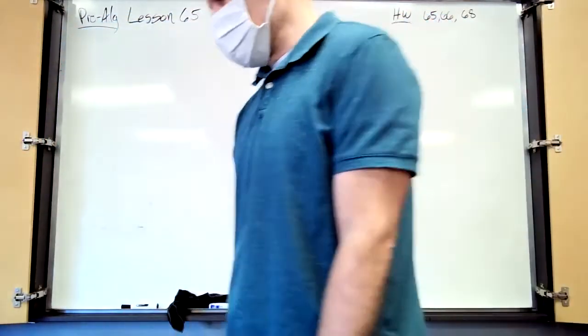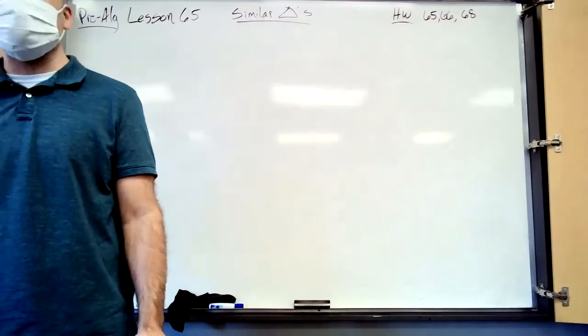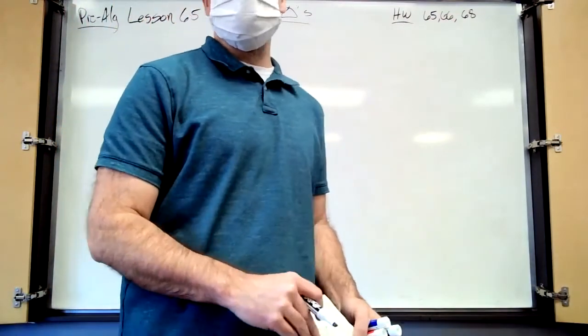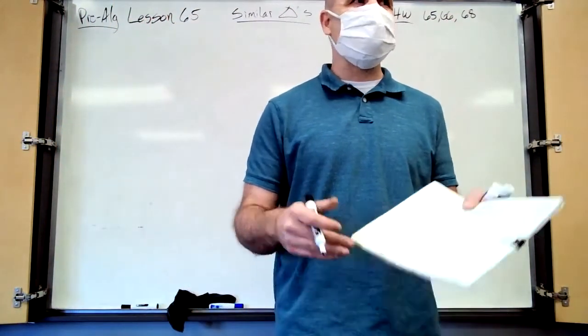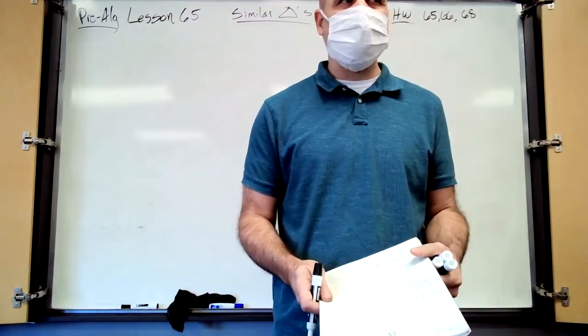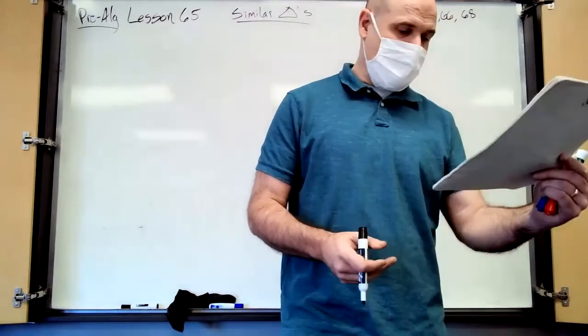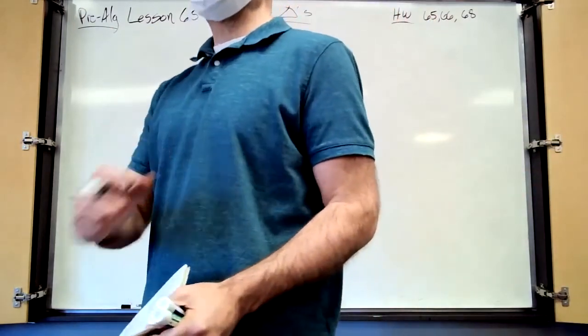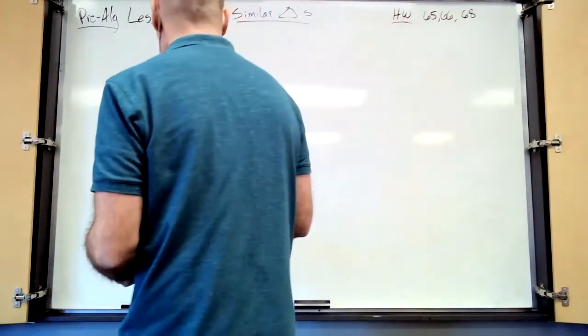Okay, here we go, guys. We're going to talk about similar triangles again. Lesson 65. Lesson 66 is pretty self-explanatory, so I don't think I'll teach on that. I think you guys can handle 66 on your own. But 65 looks like this. First of all, let's review the fish method.